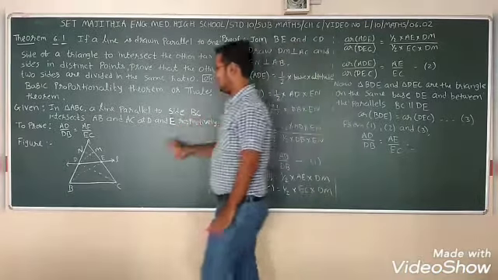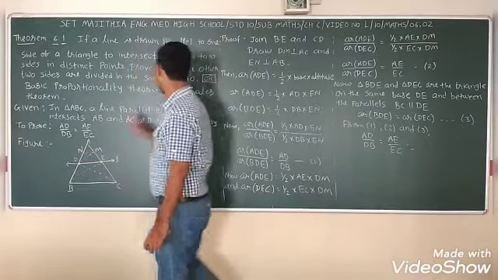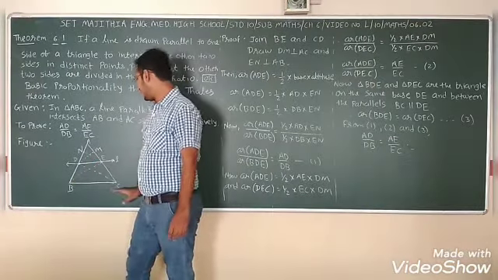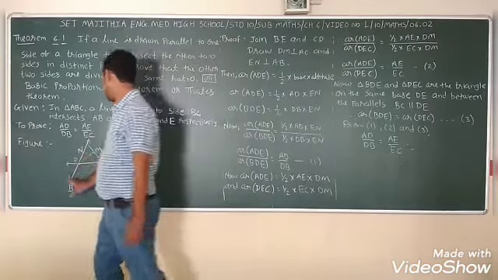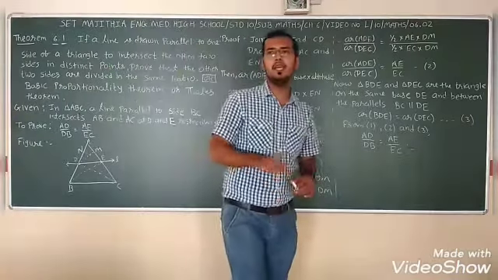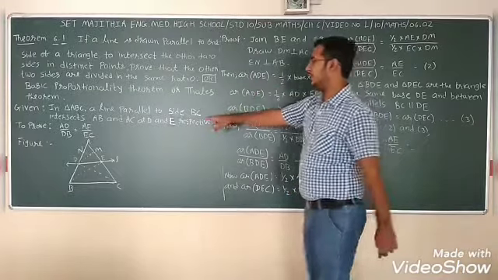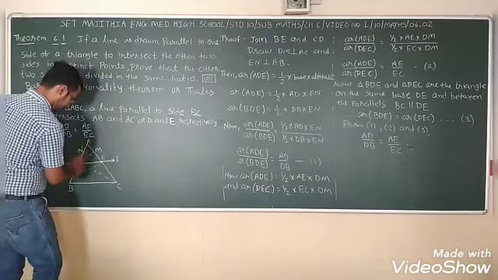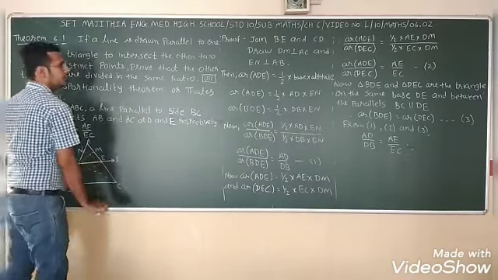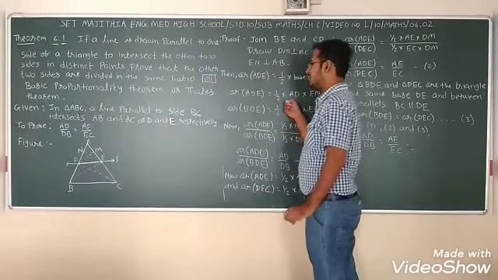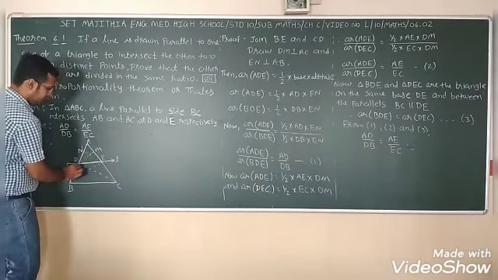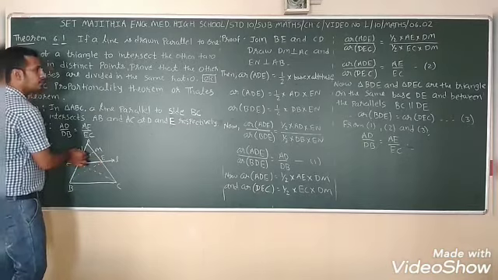Draw DN perpendicular to AC and EM perpendicular to AB. Here the figure is complete. Now using the triangle formula, area of triangle is equal to 1 half base into altitude. First, triangle ADE, with base AD and altitude EM.